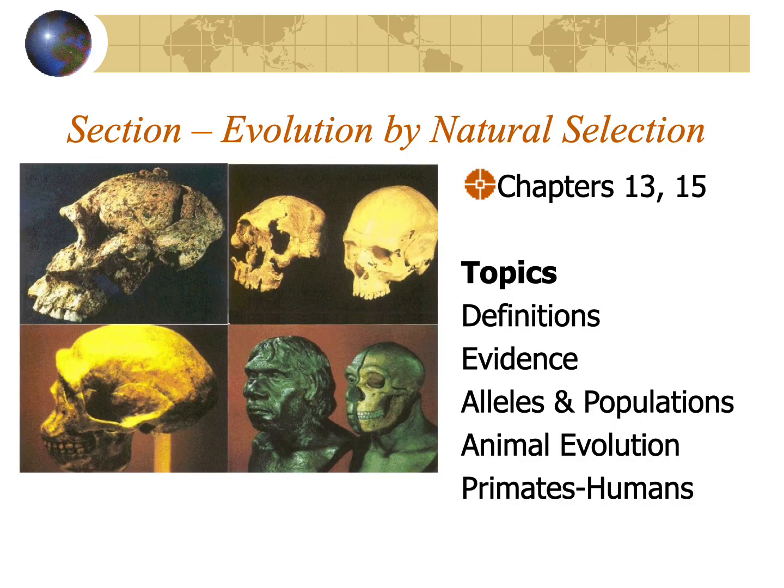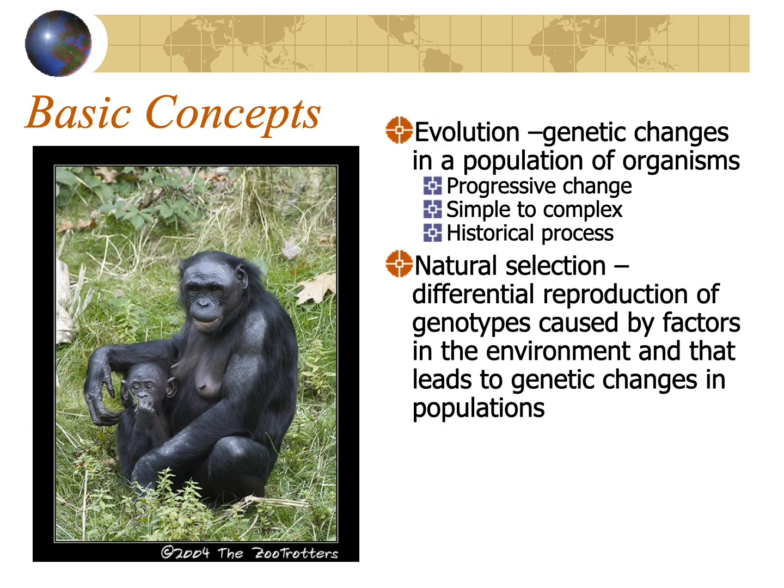Okay, so this section is on evolution by natural selection. It covers chapters 13 through 15. There's some important definitions we'll talk about. Another big topic is the evidence for evolution, then how populations change in alleles, and then we talked about animal evolution in primates and humans. So let's go into some of these definitions and basic concepts.